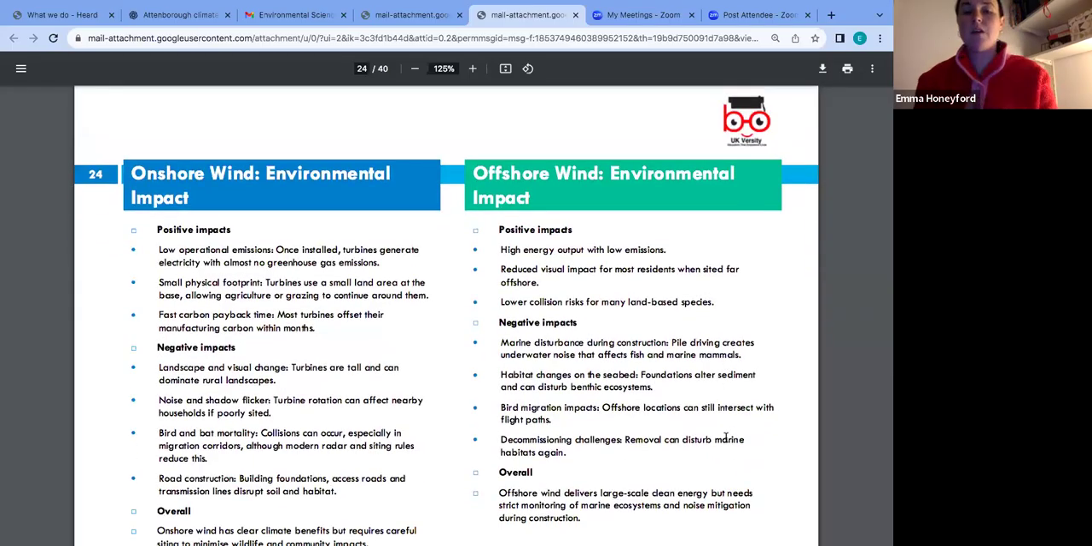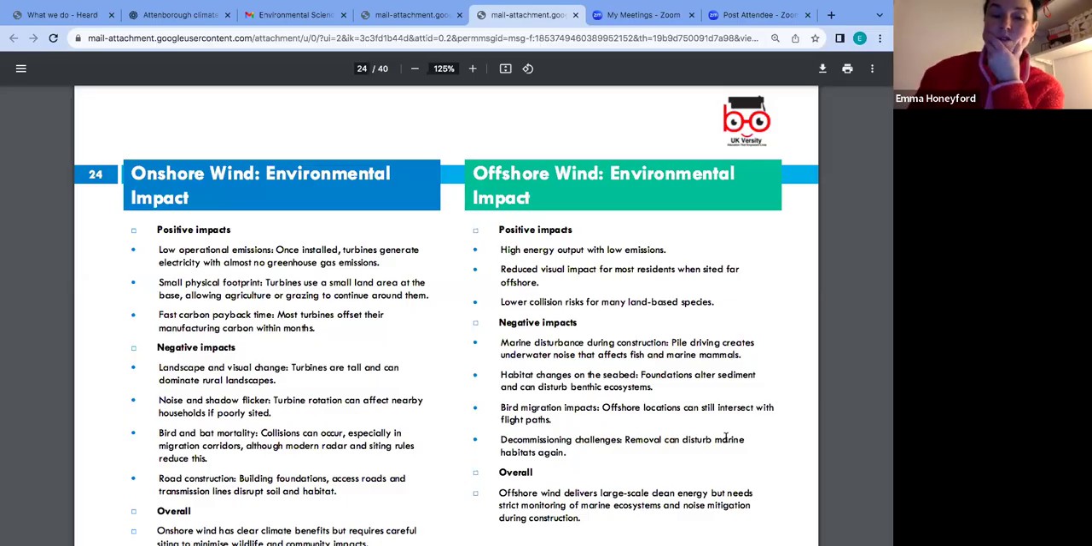Okay, so in terms of the environmental impacts for onshore and offshore, we've got the positive impacts for onshore. In terms of environmental impact, it's quite low in terms of emissions. Once installed, the turbines generate electricity with almost no greenhouse gas emissions, which is great. It does have a small physical footprint, so turbines use a small land area at the base, allowing agricultural grazing to continue around them. So faster carbon payback time. Most turbines offset the manufacturing carbon within months.